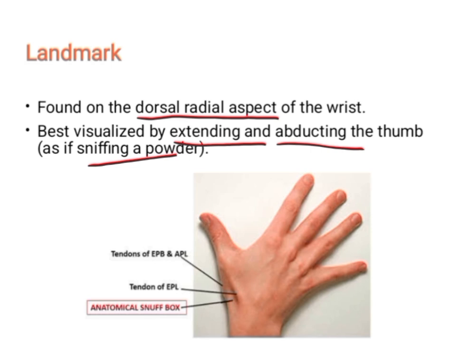You have seen movies where people are sniffing cocaine or whatever. So when you're taking snuff, it is as if you are sniffing a powder. That's the anatomical snuff box. That's the best way to visualize it. The thumb is extended and abducted.